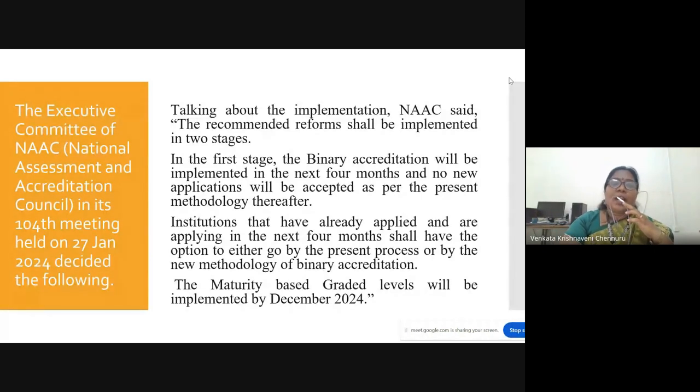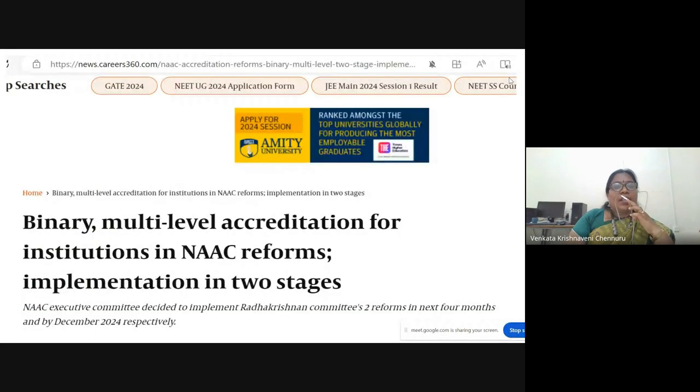Institutions that have already applied and are applying in the next 4 months shall have the option to either go by the present process or by the new methodology of binary accreditation. The maturity-based graded levels will be implemented by December 2024. So it is said that binary and multi-level accreditation for institutions in NAAC reforms will be implemented in two stages. NAAC Executive Committee decided to implement. This is the news.